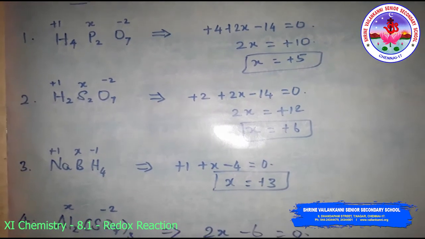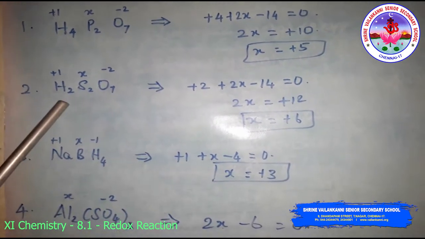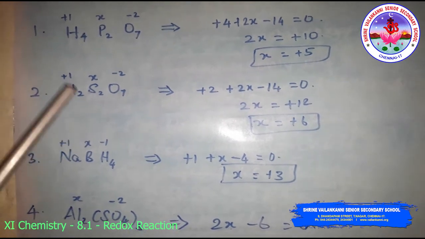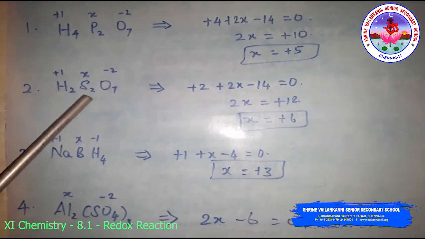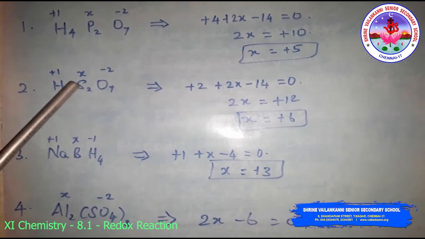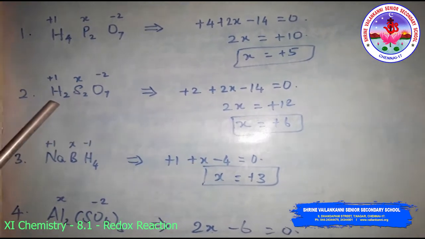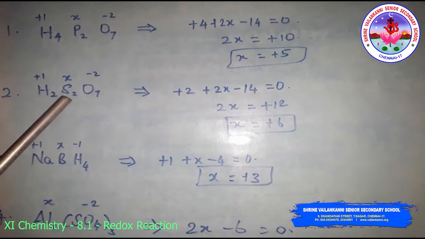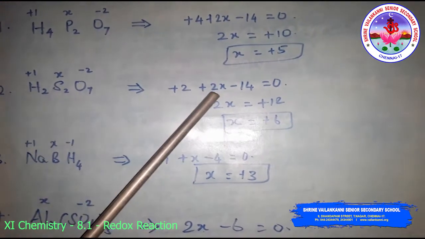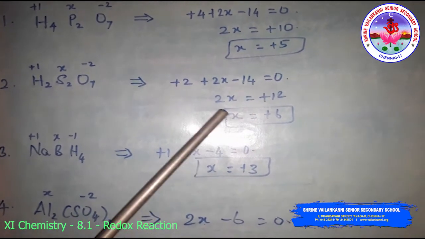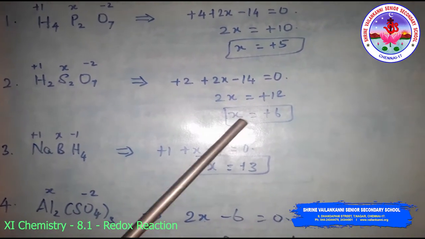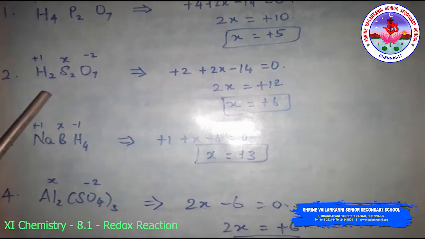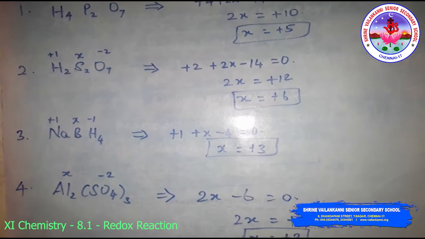Then the second case: hydrogen, sulfur, oxygen. Here H2S2O7 is oleum. Here you have to find the oxidation state of the sulfur atom. Hydrogen is +1 and oxygen is -2, and for sulfur put x, so +2, 2x minus 14 is equal to 0. So 2x is equal to +12 and x is equal to +6. So the sulfur oxidation state in oleum is +6.